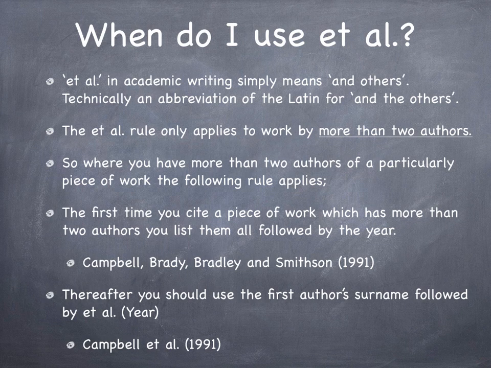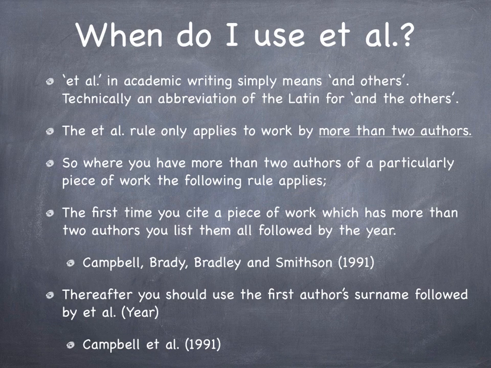The first time you cite a piece of work which has more than two authors, you list them all followed by the year. On this slide, I've given you an example. So we have Campbell, Brady, Bradley and Smithson, 1991. In this instance, we have 4 authors who've contributed to this paper. So the first time I cite that particular piece of work by those 4 authors, I put all 4 names down, followed by the year of the publication.